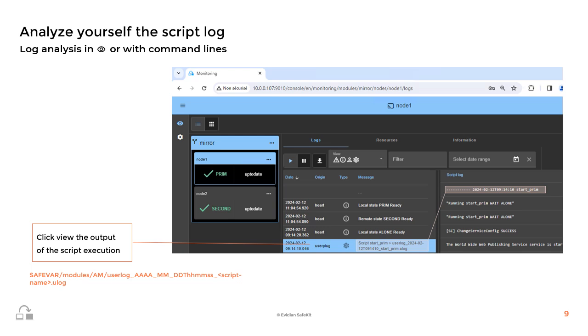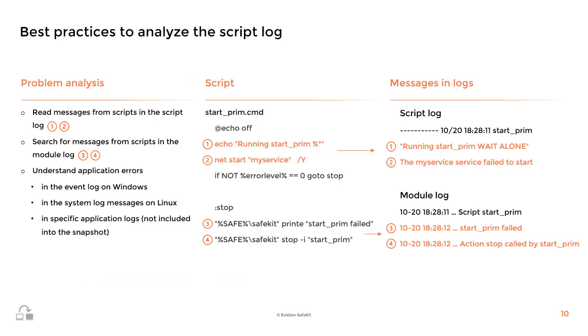On the node side, the script logs are located in the var directory of SafeKit under the directory of the module. Each restart script execution is logged in an individual file with its date and time of execution. Let's talk about the best practices to analyze the script log. Let's explain the problem analysis in the slide.